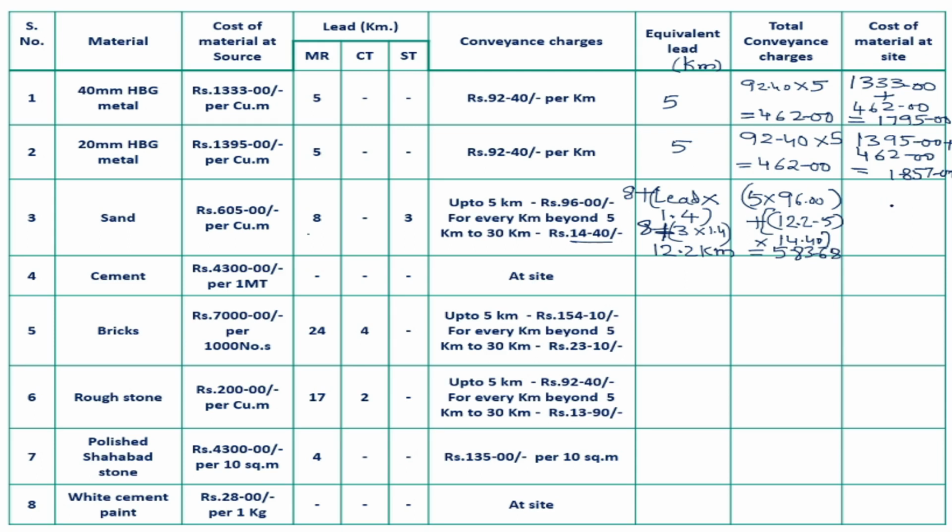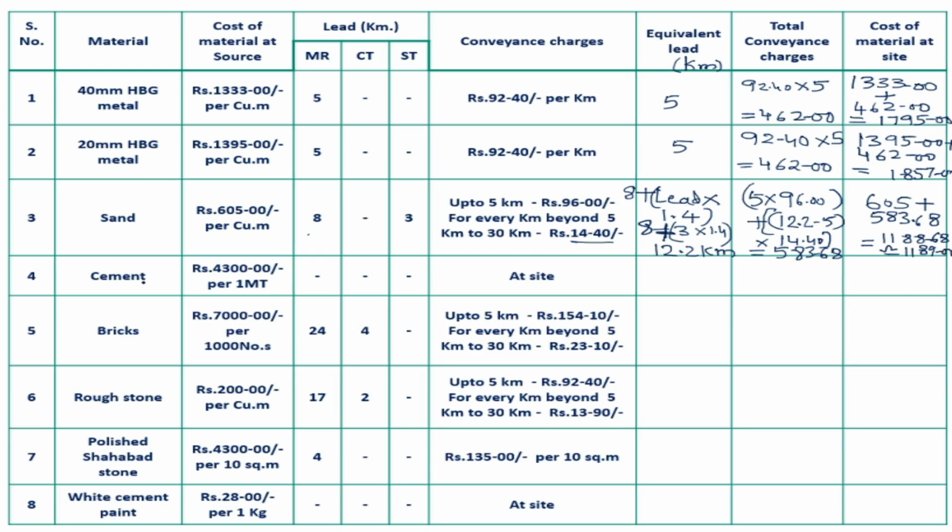Cost of material at site is equal to 605 plus 583.68. Total cost is equal to 1188.68 rupees. We can round it to 1189 rupees. Cost of the cement at site is 4300 rupees per metric ton. So there is no equivalent lead and total conveyance charges. So it is 4300 rupees per metric ton.